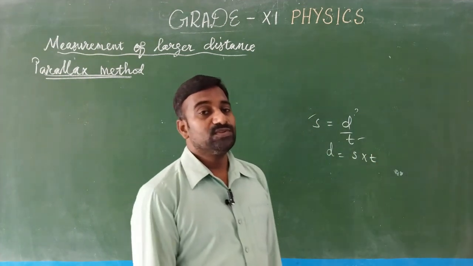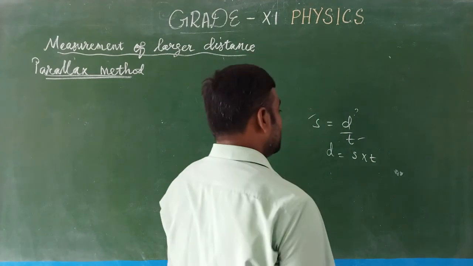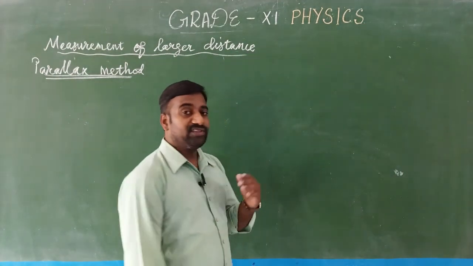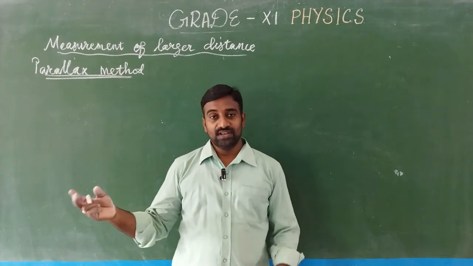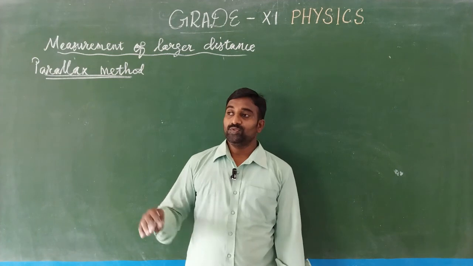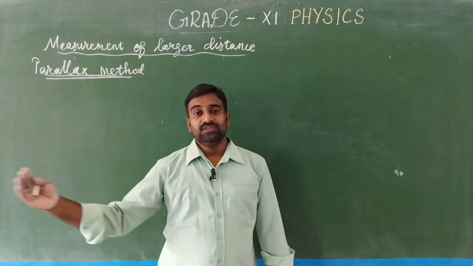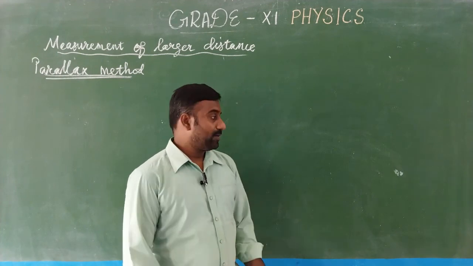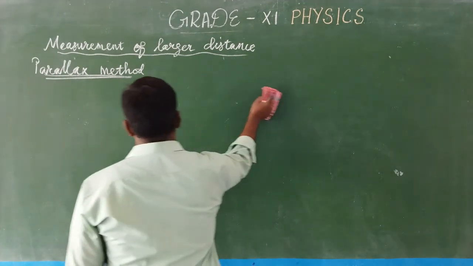By this method only they calculate larger distances, like from Earth to Moon, from Earth to Mars, from Earth to Sun, from Earth to the last planet in our solar system, from Earth to the neighbor star, from Earth to the galaxy. So like this they can determine larger distances. Okay. So what is the parallax method?